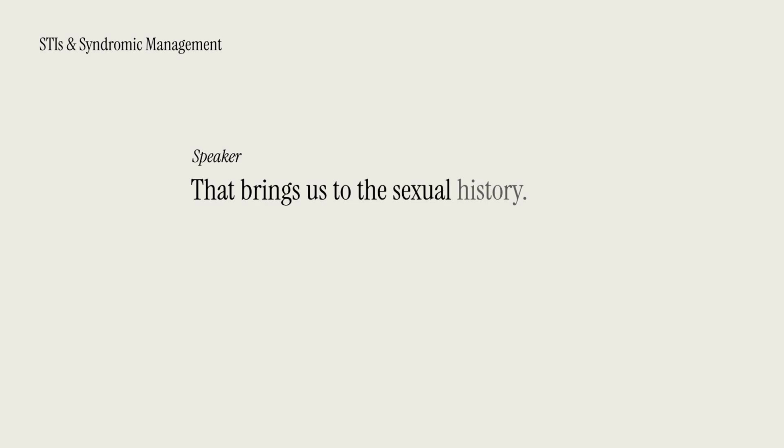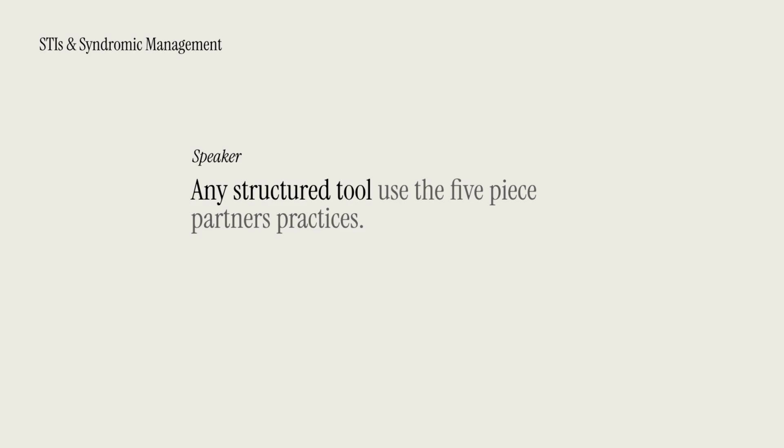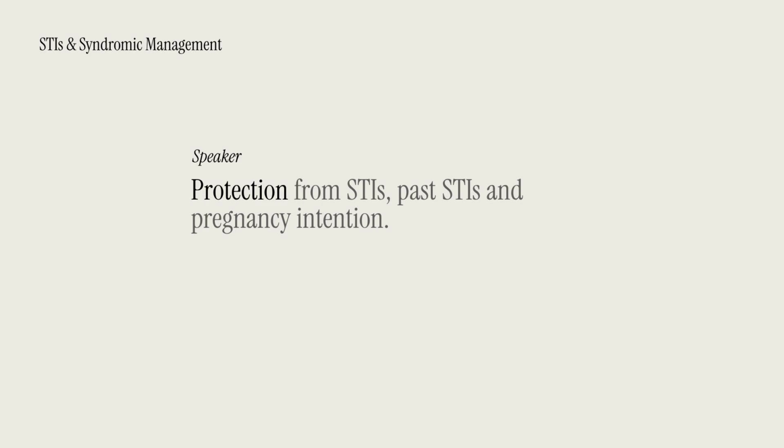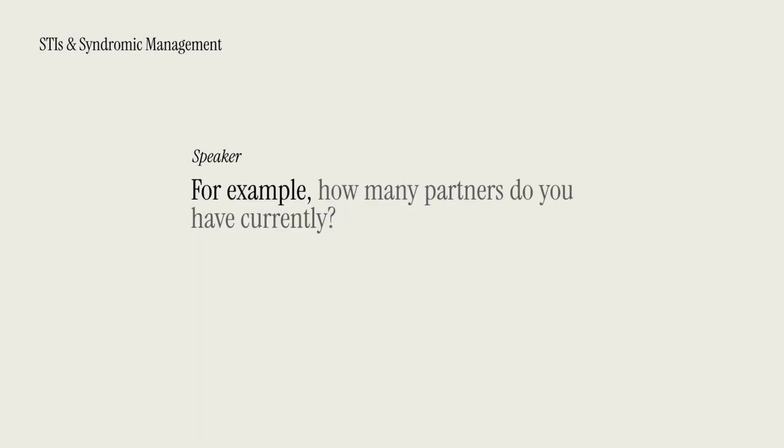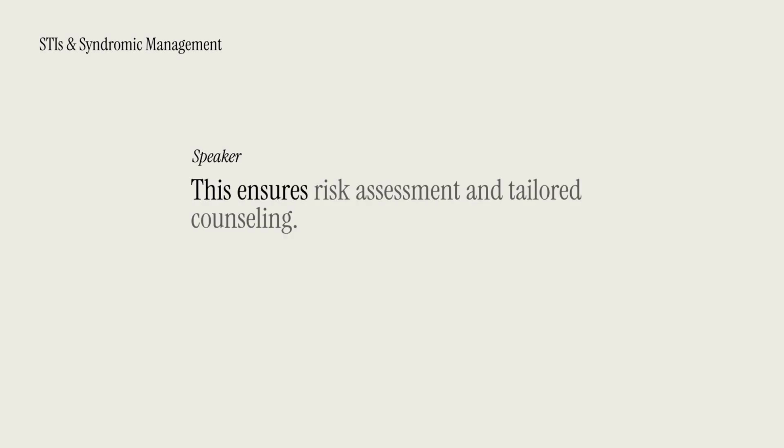That brings us to the sexual history. Many students freeze here. Any structured tool? Use the 5 Ps: partners, practices, protection from STIs, past STIs, and pregnancy intention. Open with confidentiality and non-judgmental language. For example, how many partners do you have currently? What kind of sexual contact do you have? Vaginal, anal, oral. How often do you use condoms? This ensures risk assessment and tailored counseling.